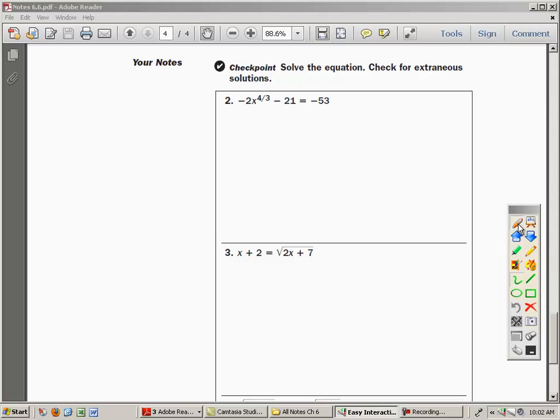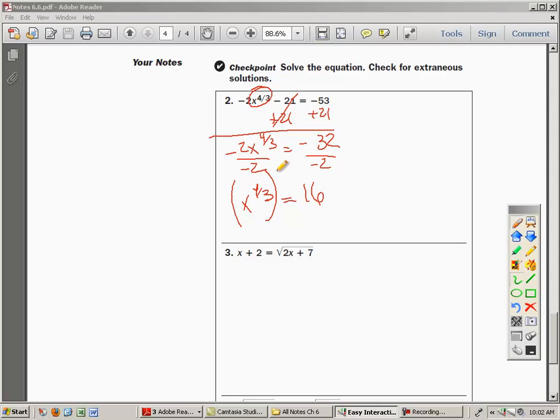All right, for number 2. We're going to add 21 to both sides because we have to isolate the rational exponent here. So this becomes negative 2x to the 4/3 power is equal to negative 32. Divide both sides by negative 2, and I get x to the 4/3 power is equal to positive 16.